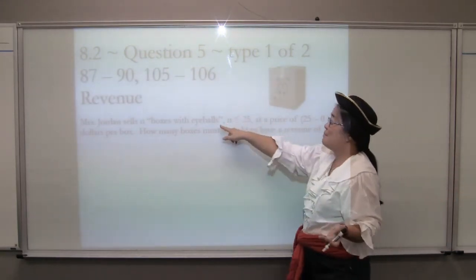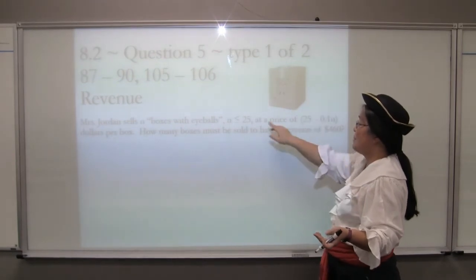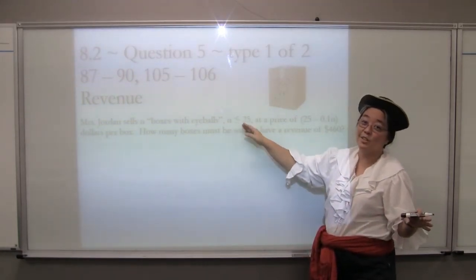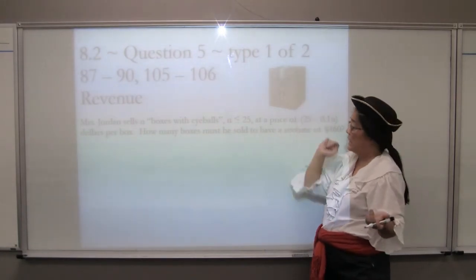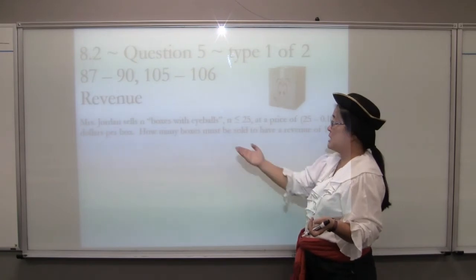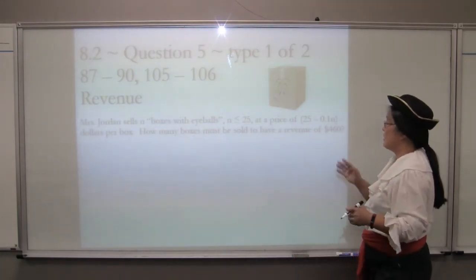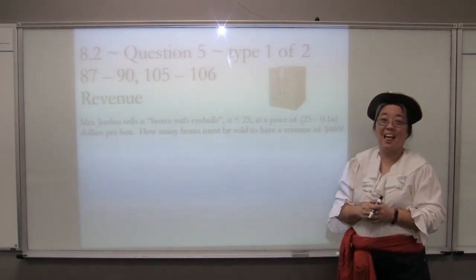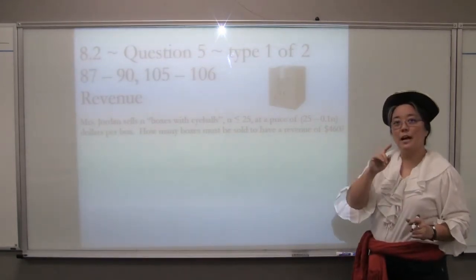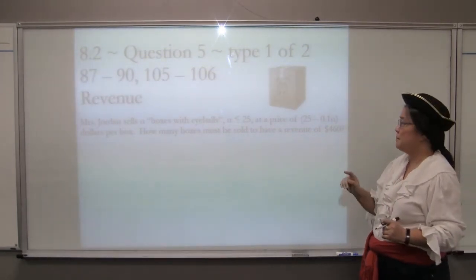Gosh. All right, Mrs. Jordan sells n boxes with eyeballs, n less than or equal to 25. I am selling less than or equal to 25 boxes like this. At a price of, oh my goodness, what the heck is that? Dollars per box. How many boxes must be sold to have a revenue of $460? That's a lot of strange variables in there. Seems odd. Now, let's think of an easier problem.